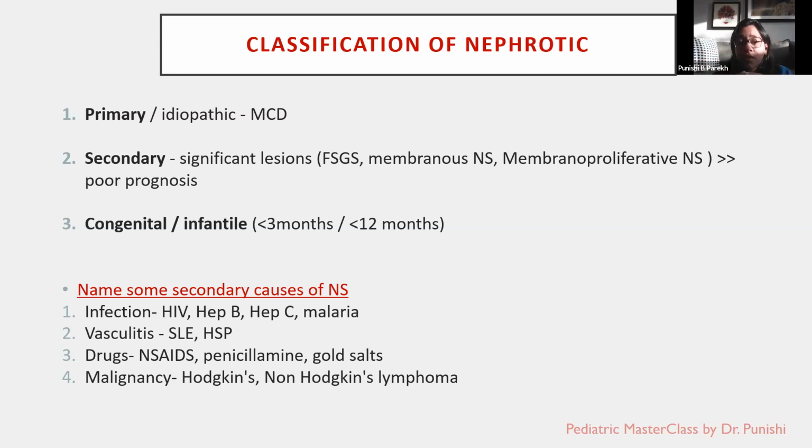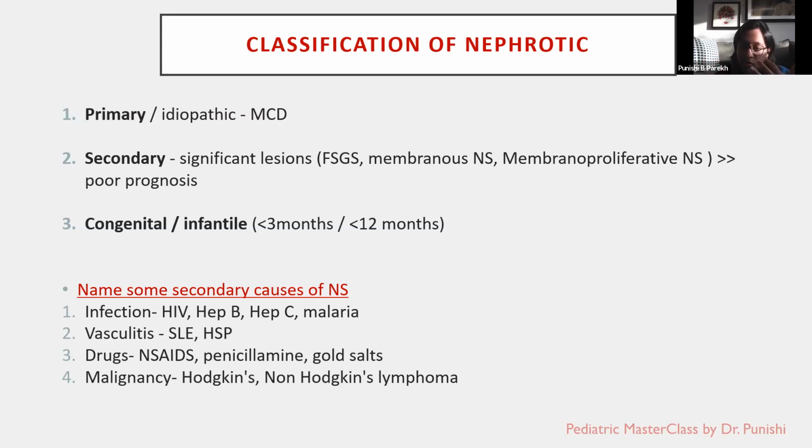So now that you've understood the definition of primary, secondary, and congenital, there are certain causes of secondary nephrotic syndrome. Again, another common question that can be asked in the viva is what are the causes of secondary nephrotic? What you need to remember is about 4 or 5 of them.